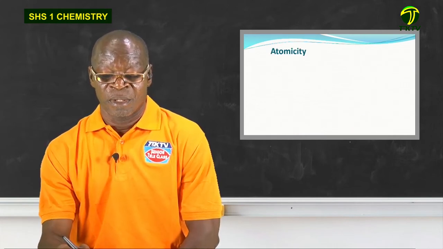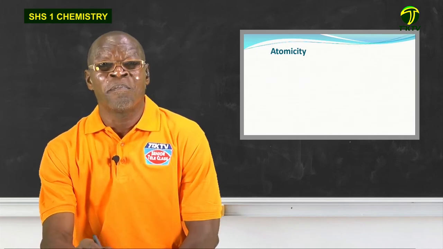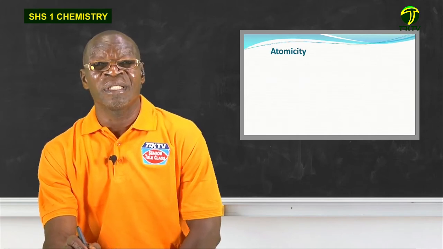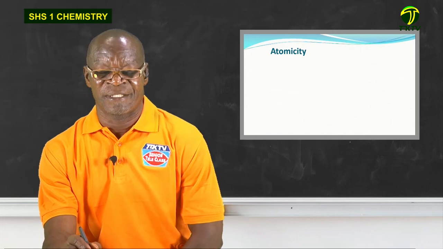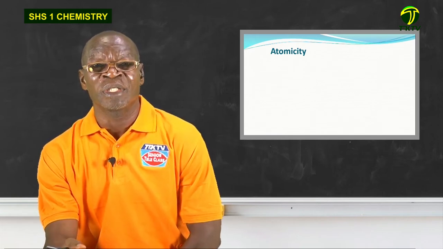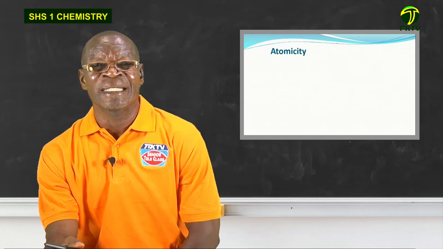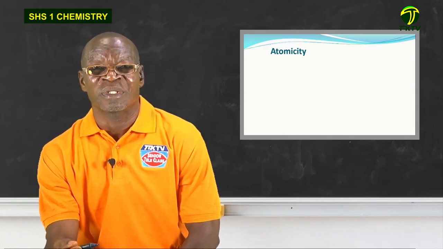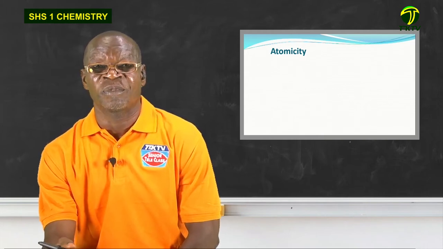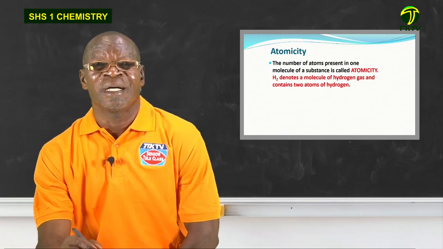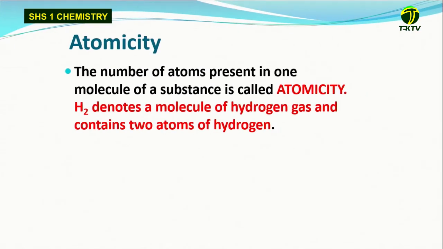So now, when we combine these elements or these species, we have something we call atomicity. When we talk about atomicity, what do we mean? It tells us the number of atoms that join together to form the compound or the substance or the species. So let's look at the atomicity as we define it. We said the number of atoms present in one molecule of a substance is called atomicity.